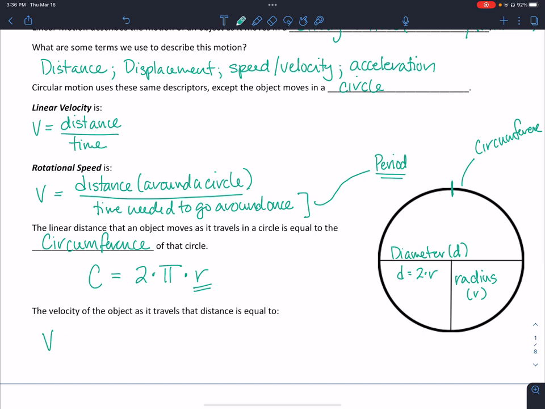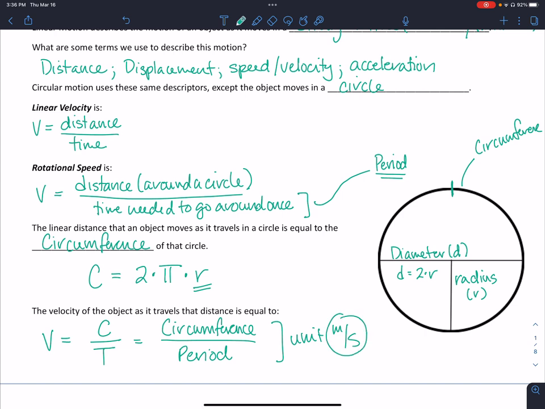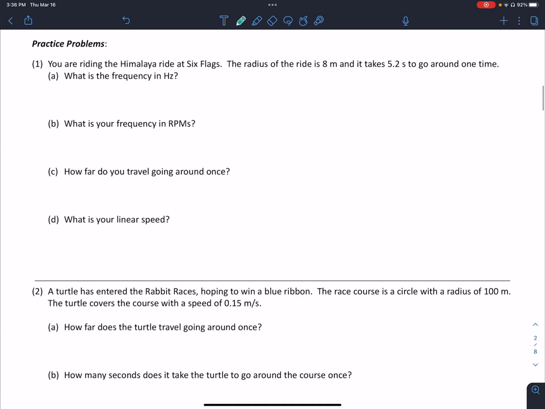So if I want to calculate the velocity of a circular motion path, I need the circumference, and then I need to know what the period is, the time it takes to go around once. So the circumference divided by the period is going to get us our speed, our revolution speed. The unit here is still going to be meters per second, just like we saw with linear motion. So again, velocity or speed is going to be equal to the circumference of the circle divided by time. So let's try a couple practice problems.